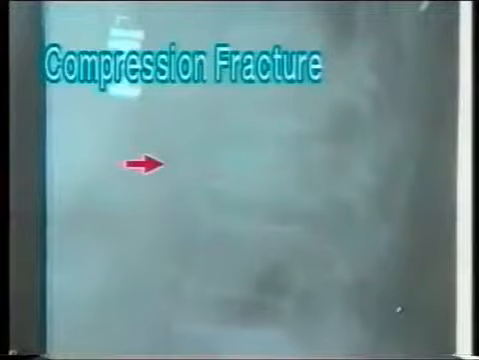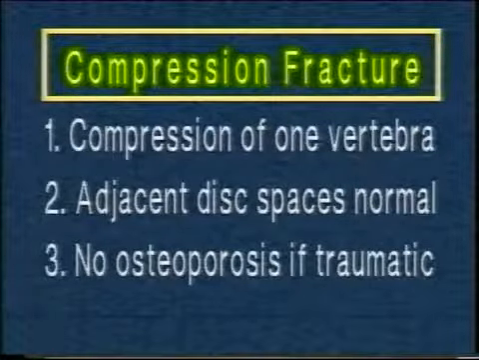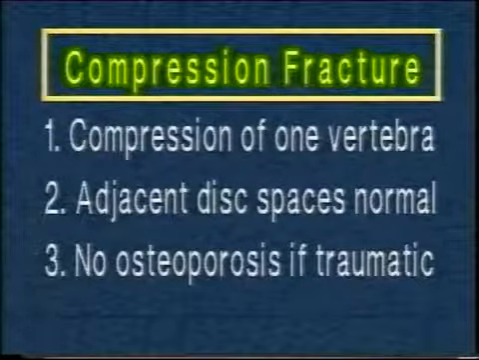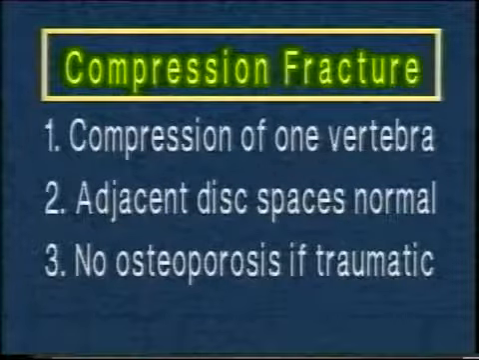This is another X-ray showing a compression fracture of T12. The disc spaces above and below the vertebra are normal. The adjacent vertebrae show no destruction. So this is a compression fracture. But the spine is osteoporotic. Osteoporosis is the predisposing factor for this fracture, which occurred after a trivial fall. So the radiological features of a compression fracture of spine are compression of one vertebral body without osteoporosis and normal disc space above and below.